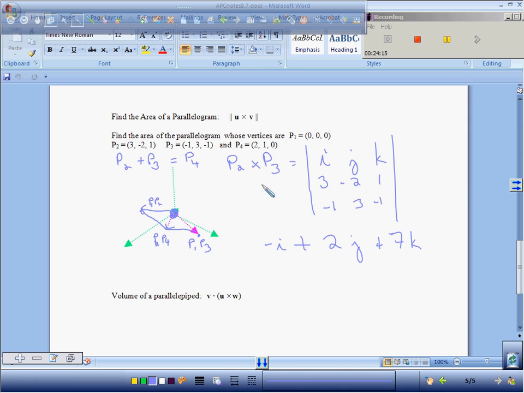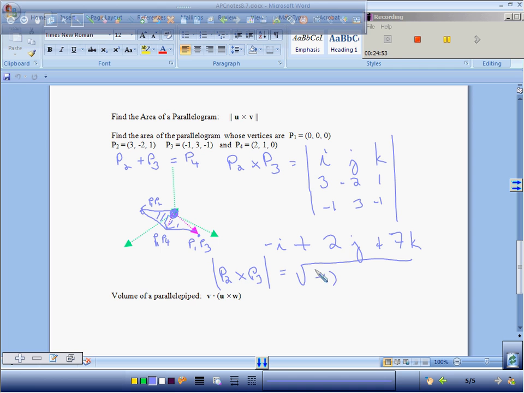Now to find the area of this parallelogram, I take the magnitude of that. So the magnitude of P2 cross P3, you just find by taking the square root of these squares. Okay? Yes? Why would it be 9 minus 2? 9 minus 1 times -2 makes +2, but you always subtract. It's this minus whatever that product is.